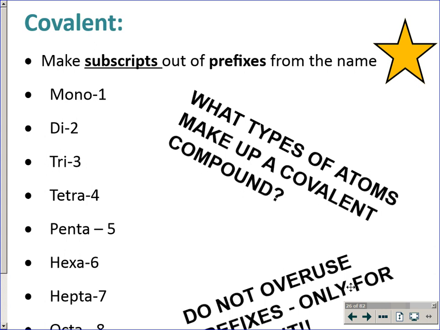Okay, so I think I gave you some of these on your sheet already. Yes? Have you found the covalent section? There's a little box. Okay, there are a couple that are not there. So I'm going to have you add those.